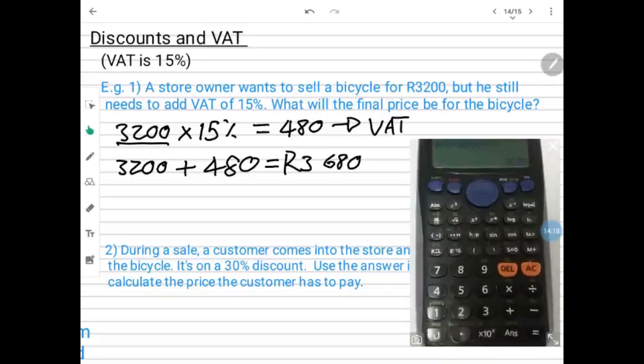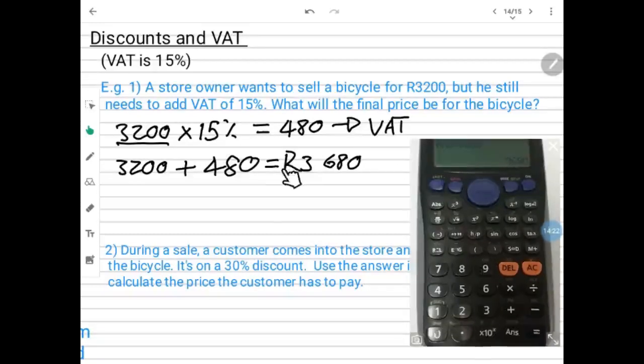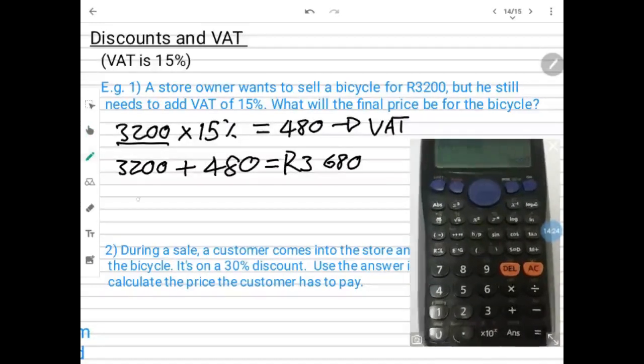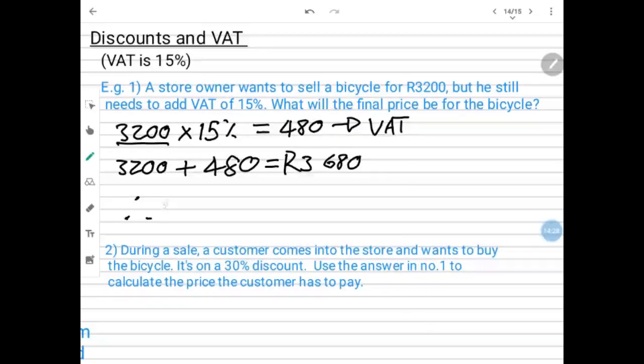So the final price for the bicycle is 3,680. We can even write that. Therefore, we can say the final price is 3,680. There you are.